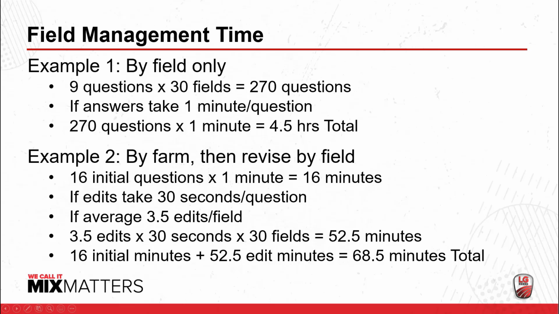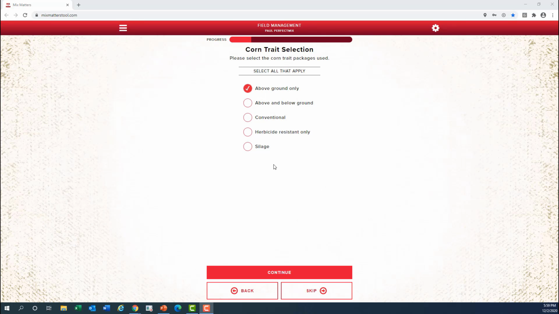Let's take a look at what this looks like in the tool itself. A good example is the corn trait selection. We have 5 choices that we could choose, and we could choose all 5 of them. And maybe that would cover some farms that we really have that many choices, usually not. But even so, we don't want to choose more than one. We want to choose the one that fits the majority of the fields. That way we have less to revise later on.